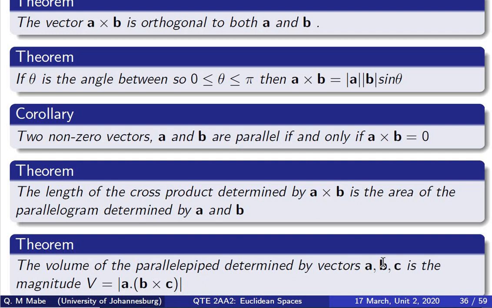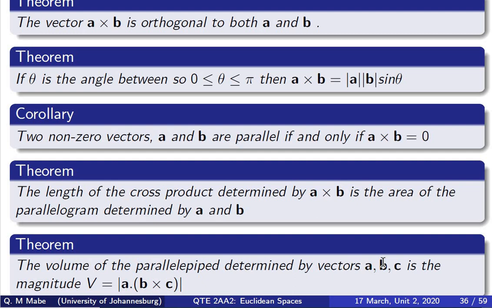Two non-zero vectors A and B are parallel if and only if the cross product is 0. So if I give you two vectors and I ask you to tell me if they are parallel or not, another way of doing that is just to find the cross product. If the cross product is non-zero, it means that they're not parallel.